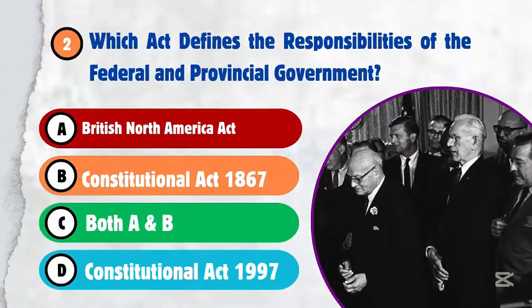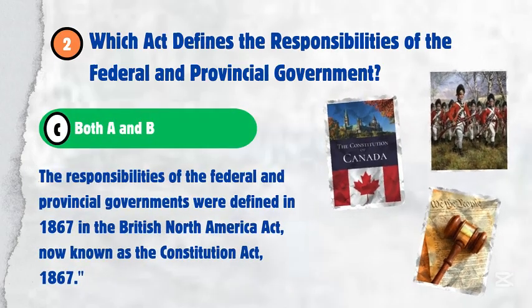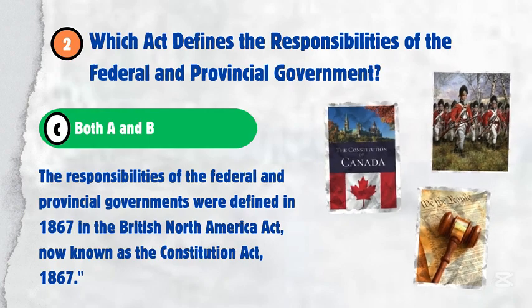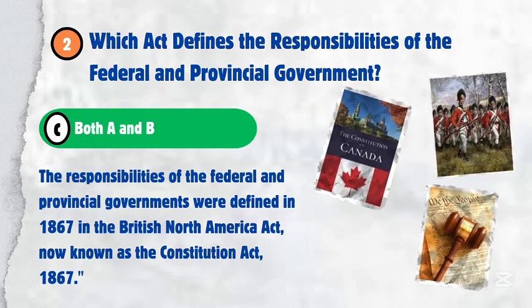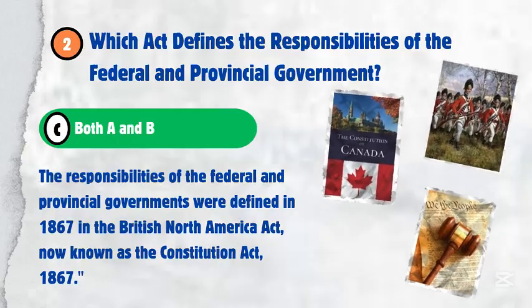2. Which act defines the responsibilities of the federal and provincial government? A. British North America Act, B. Constitutional Act 1867, C. Both A and B, D. Constitutional Act 1997. Answer: C. Both A and B. The responsibilities of the federal and provincial governments were defined in 1867 in the British North America Act, now known as the Constitution Act, 1867.